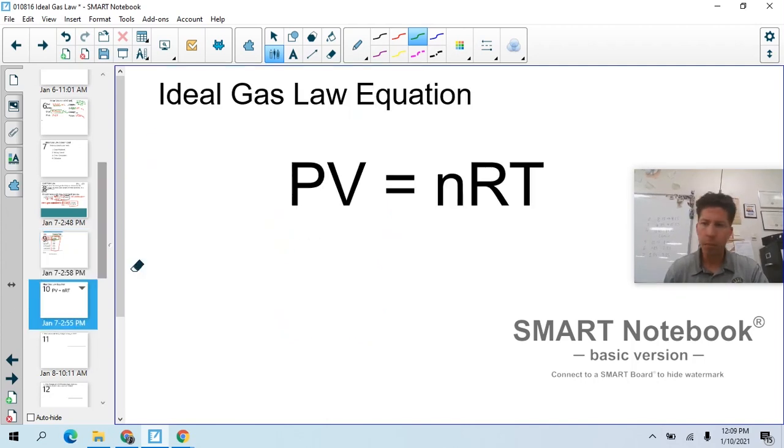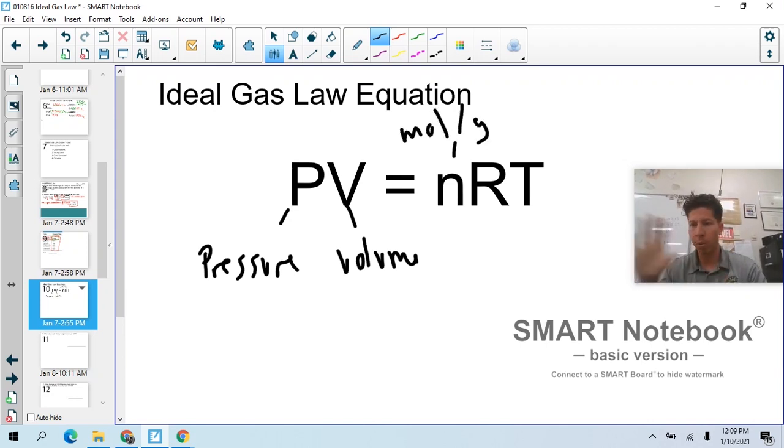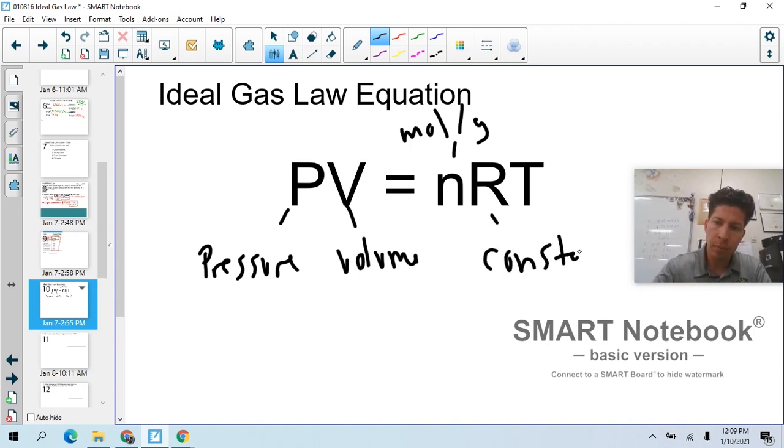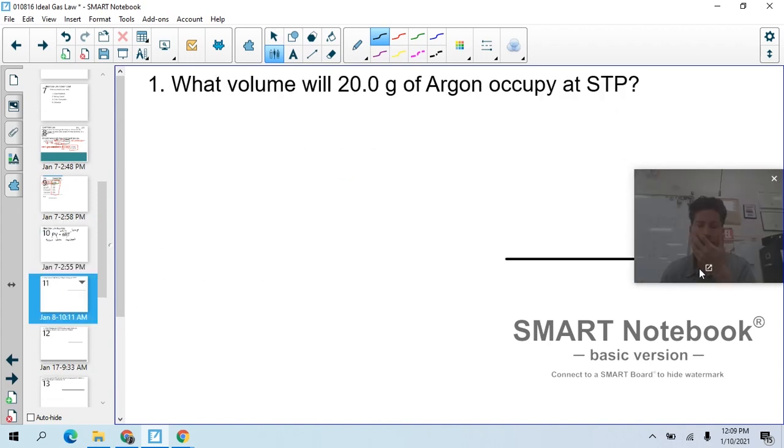Okay. So here's the equation. Make sure you guys write this down. P stands for pressure. V stands for volume. N stands for amount, right? So that's amount. It could be moles or it could be grams. Okay, we'll talk about that more later. R is your constant, and T is temperature. Okay, so those are the variables we are going to use. Cool. Let's go ahead and jump right in.